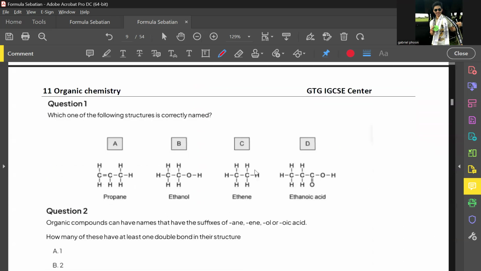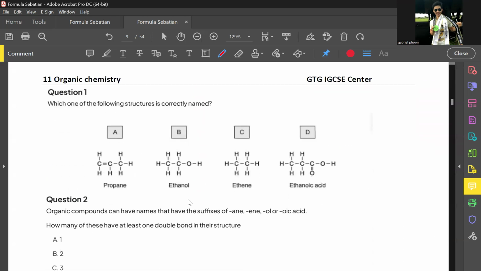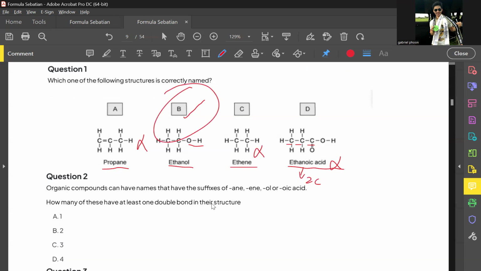Right. Next page, which of the following structure is named correctly? Propane with a double bond is definitely not it. Ethanol with an OH will most probably be it. Ethene with no double bond is not it. And ethanoic acid, there's 3 C's here, so it's propanoic acid. Ethanoic acid is 2 C's over there, guys. So this is definitely not it. So answer is B.